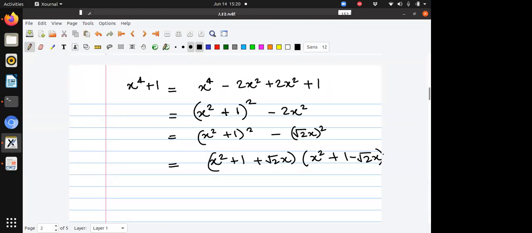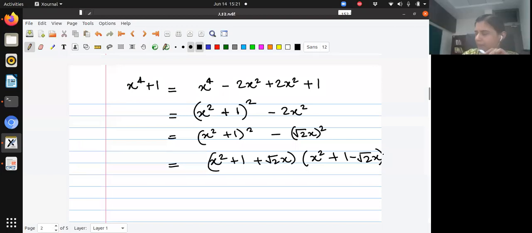Yes, ma'am. In this case, it is correct, but will we be able to do such a thing in every case? There will be cases with degree 4 that we can't factorize, right? Let me think a little bit. What can possibly go wrong?